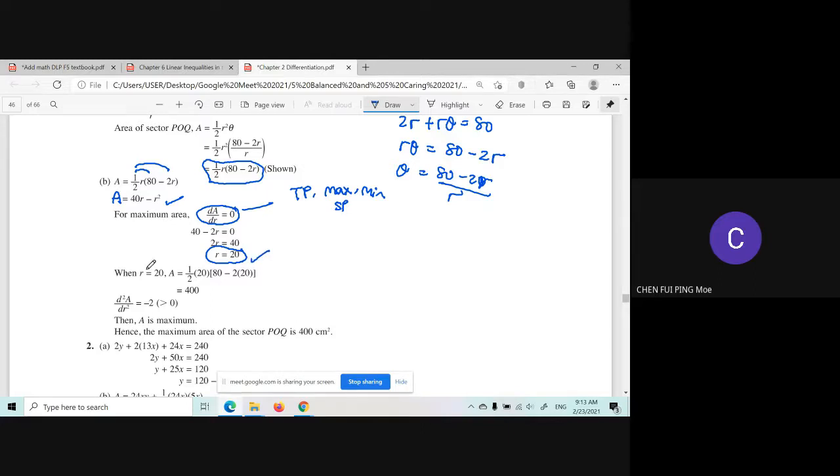We want to make sure it's really the maximum. So how do you make sure? Find the second derivative, d2A/dr2, from here, from dA/dr. Differentiate 40, getting 0. Differentiate negative 2r, getting negative 2. So the second derivative is less than 0, meaning that we have a maximum. So this value of r equals 20 will make A maximum.